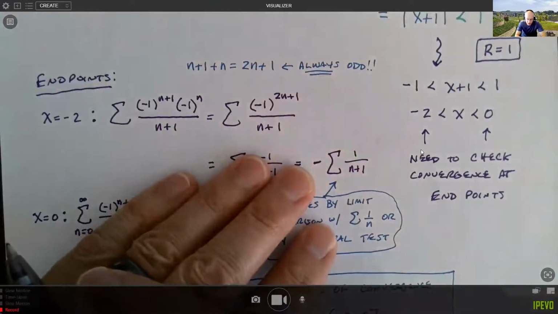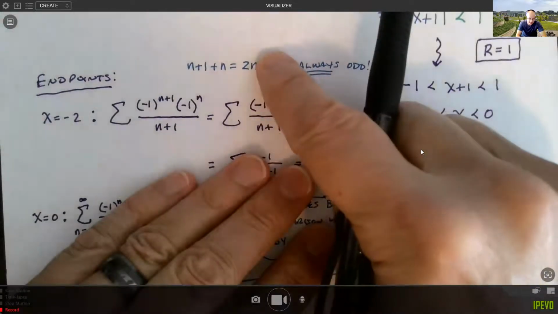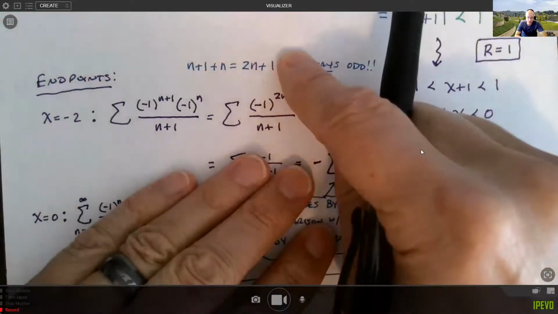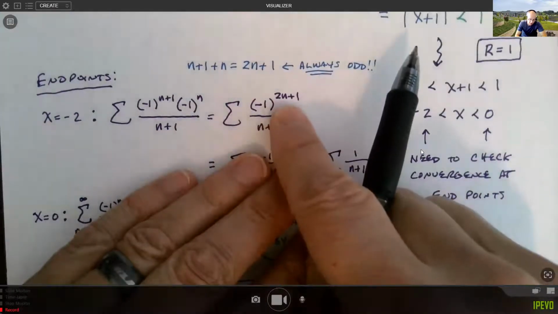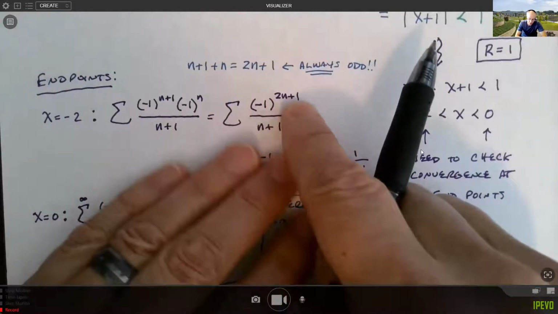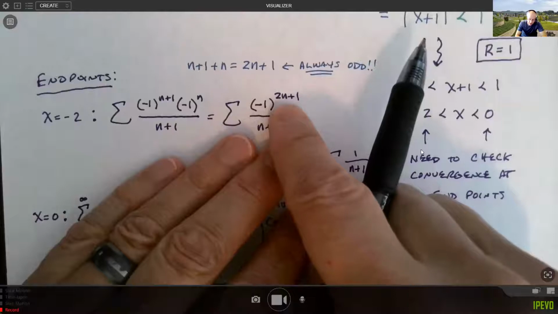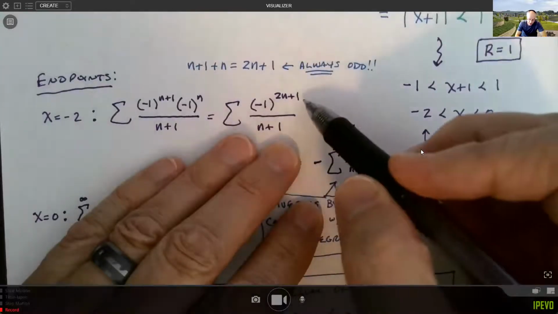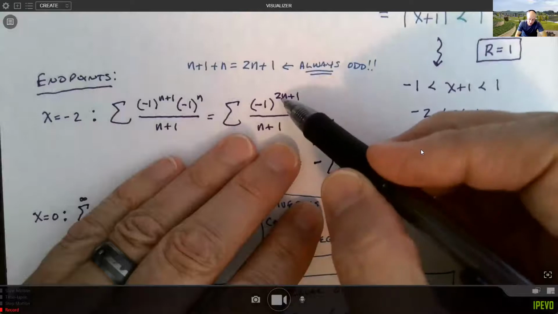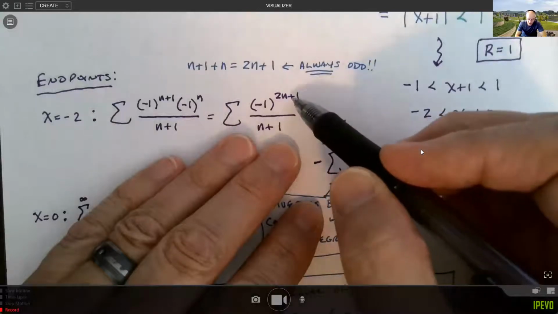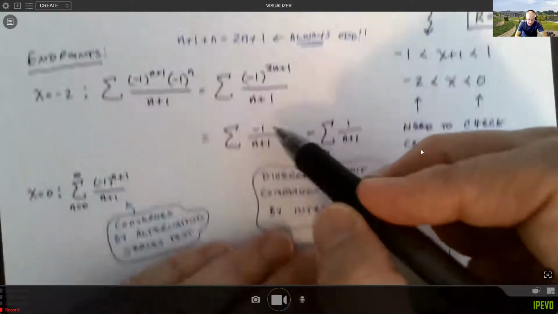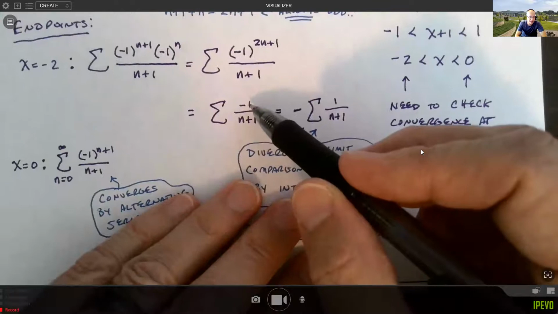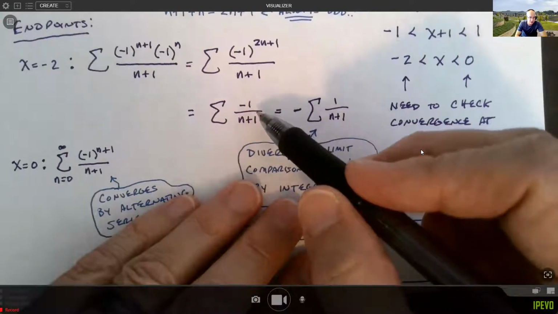Why? Because 2n plus 1 is always odd, right? 2n is always even. So if I add 1 to an even number, I always get an odd number. So it's always odd powers of -1. When n is 0, we get -1 to the first power, which is -1. When n is 1, I get 2 plus 1, 3, -1 cubed. When n is 2, I get 4 plus 1, 5, and so on. So it's always odd powers of -1, so this is always equal to -1. It's not changing sign. It is not an alternating series.